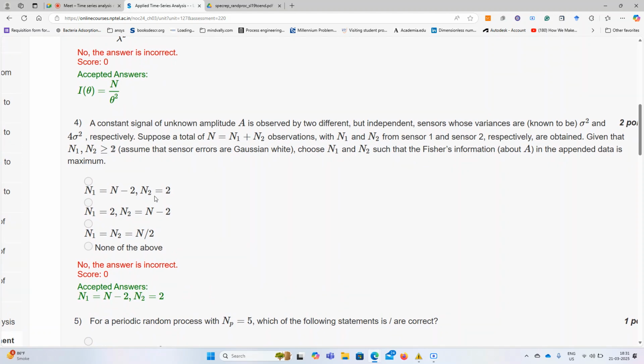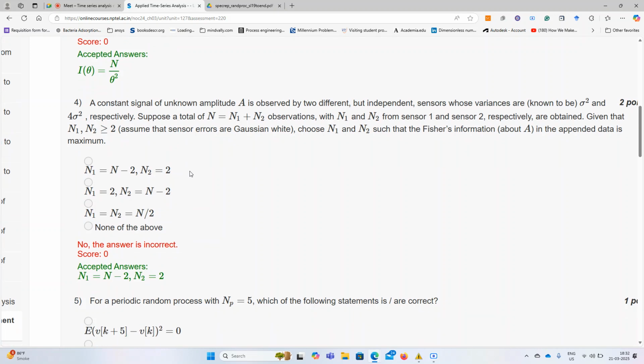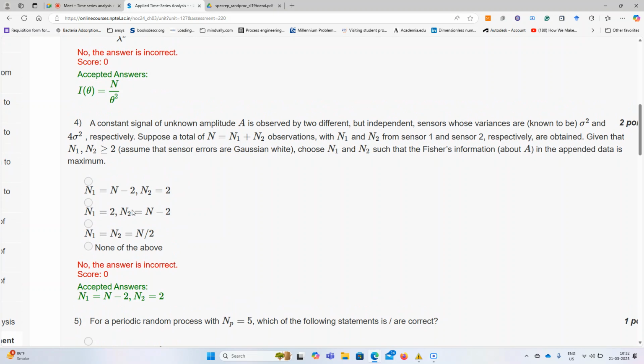Given that your n1 and n2 are greater than or equal to 2, since you have to write it as a function of n, because n1 plus n2 remains constant, you have only a certain amount of observations you can take. You can take one as 2, and that is the minimum information that is required, and the rest can be just n minus of that. So you can write n1 equals n minus 2 and n2 equals 2.